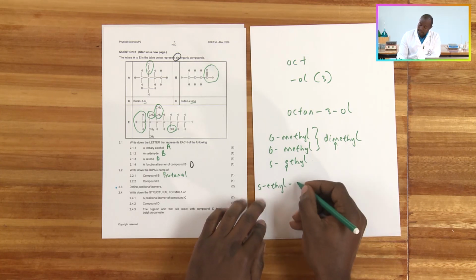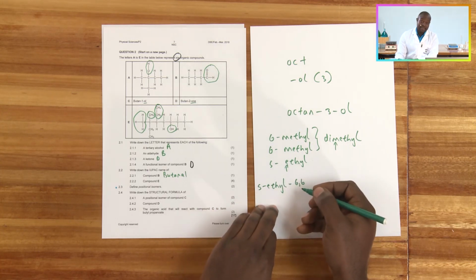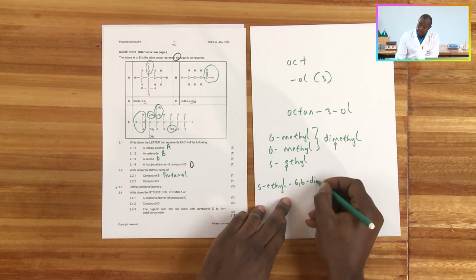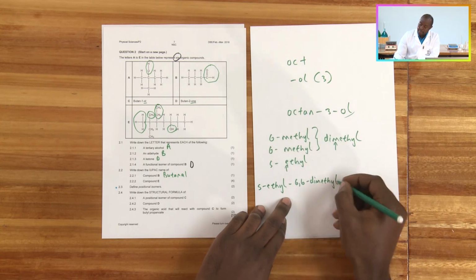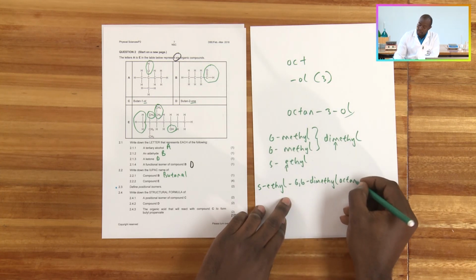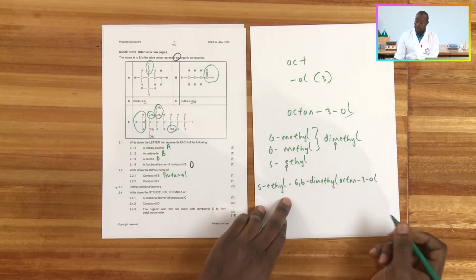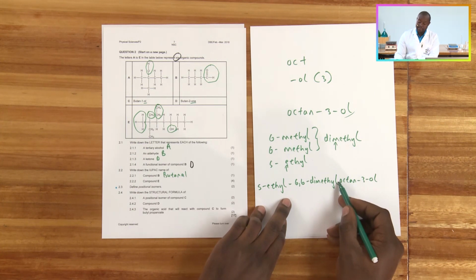5-ethyl-6,6-dimethyl, because there are two of them, then the parent name, octane-3-ol, and there is no gap here.